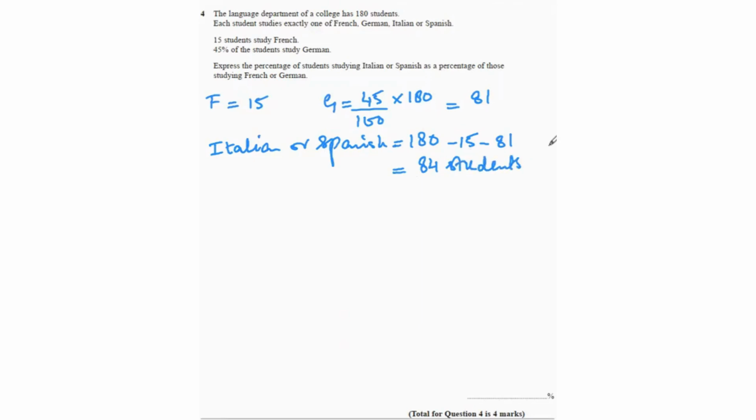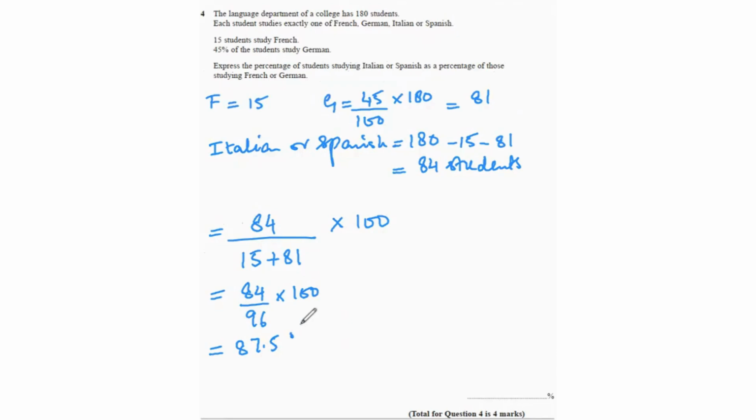So express the percentage of students studying Italian or Spanish as the percentage of those studying French or German. So 84 divided by 15 plus 81, and then times it by 100. So that's 84 over 96 times 100, which gives us 87.5%. That's your answer.